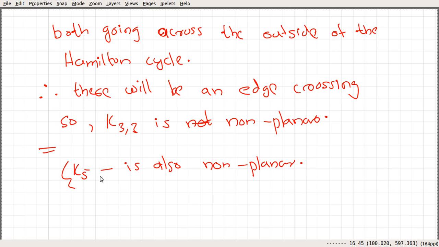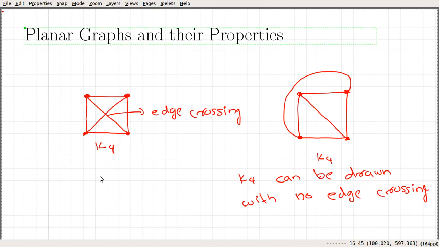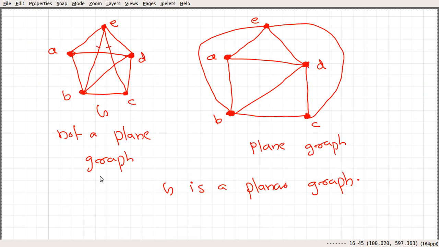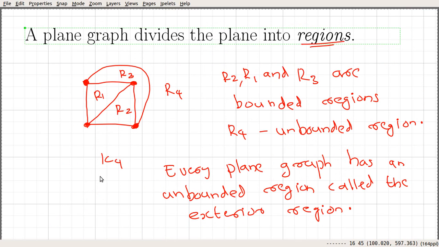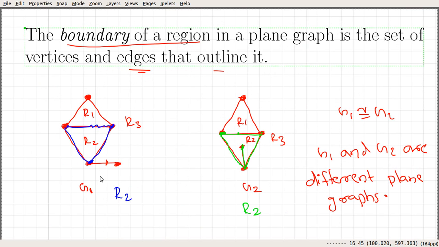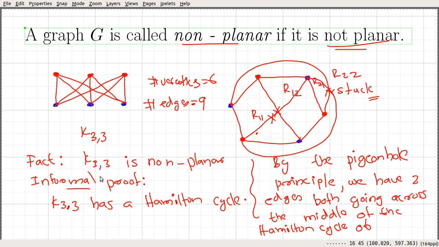So in this video we went through the basic definitions of what is called a planar graph, a plane graph, then the notion of what is called a region and the boundary of a region. In the next few videos we will look at some properties and an important characterization for planar graphs.